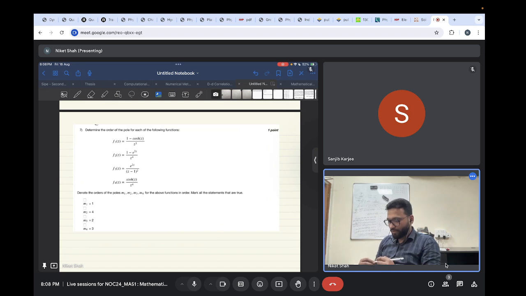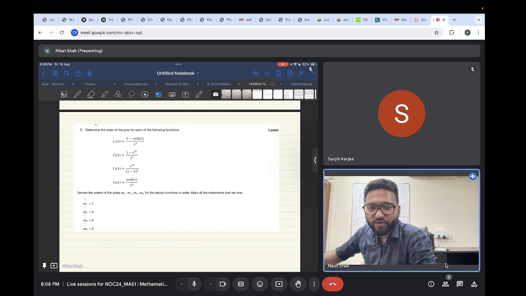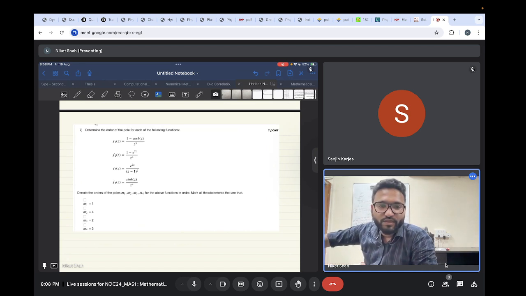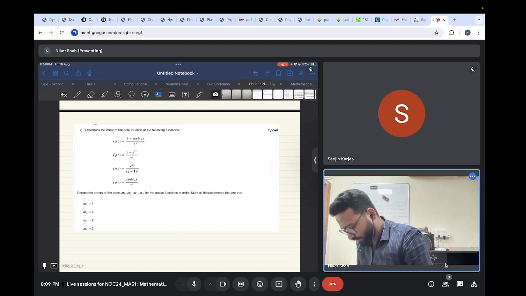Okay, so now the question is determine the order of the pole for each of the following functions. We need to know the order of the pole. So how do we do that again? For order of the pole, we try to do Taylor series or Laurent series expansions only, and through that only we check what is the order of the pole. So let's go ahead and do this.